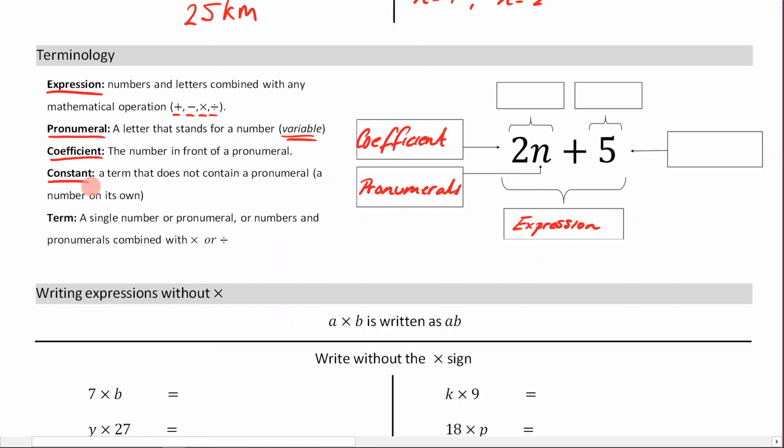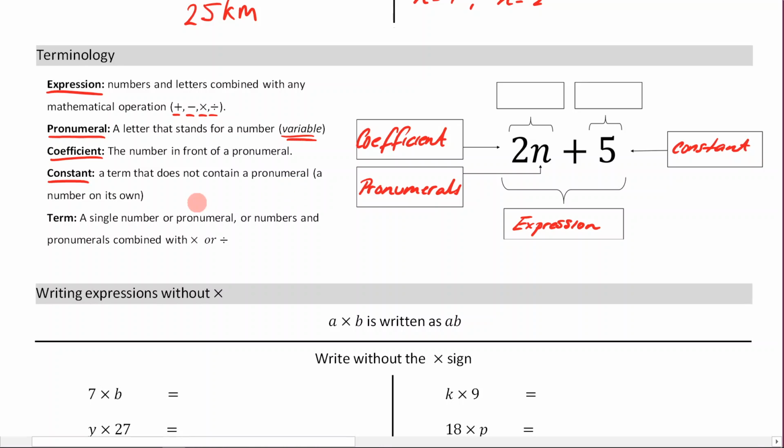Next we have a constant. A constant is a term that does not contain a pronumeral, a number on its own. So in this case, this 5 is by itself. It doesn't have a pronumeral like over here. So we call it a constant.